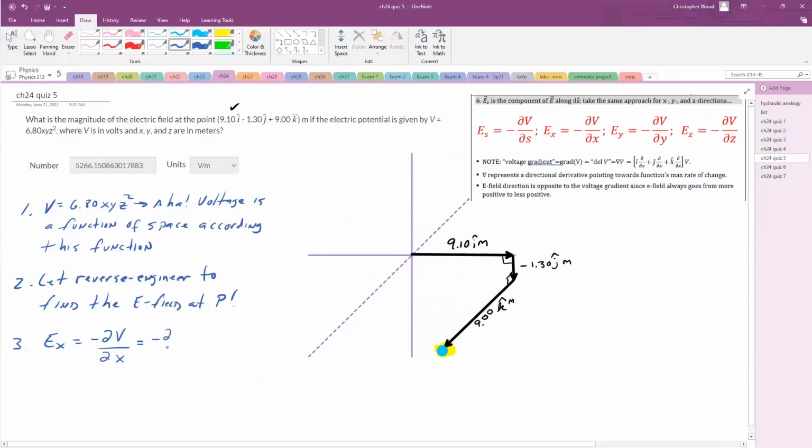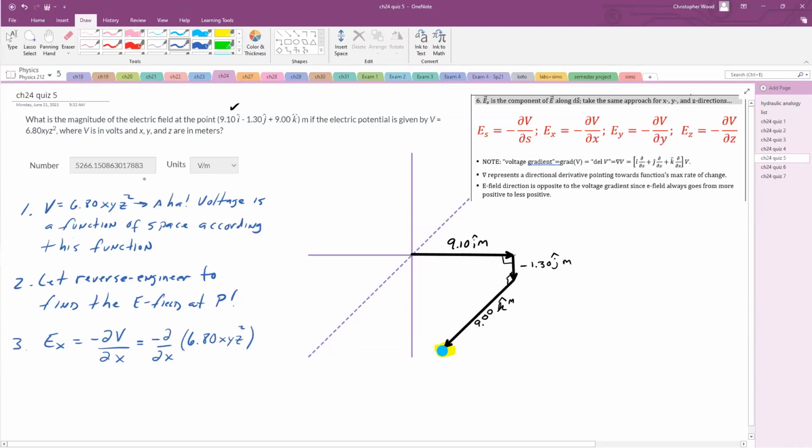Minus partial with respect to x of my voltage function, which is 6.80 x y z squared.